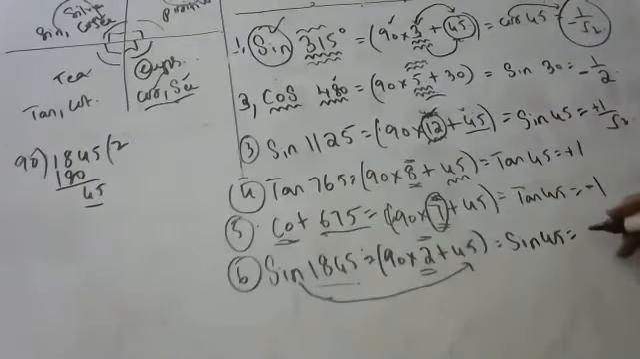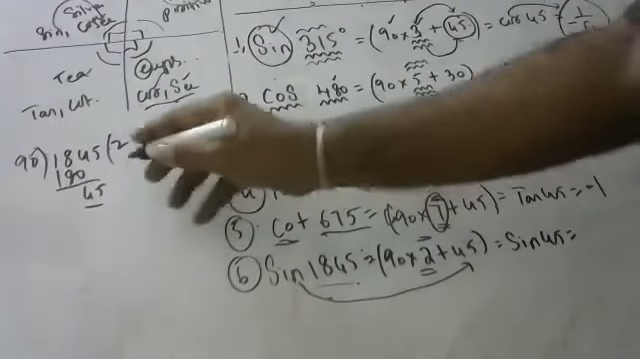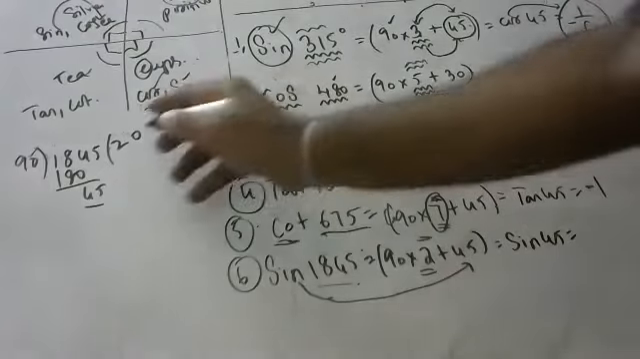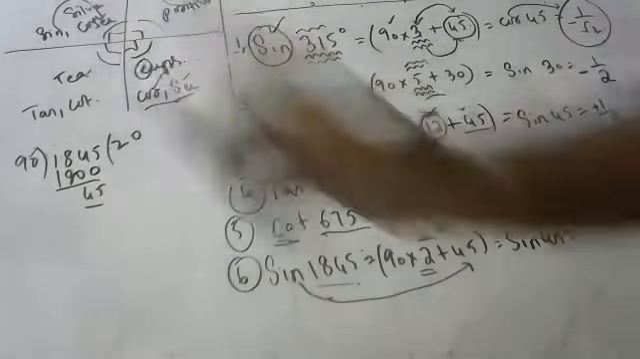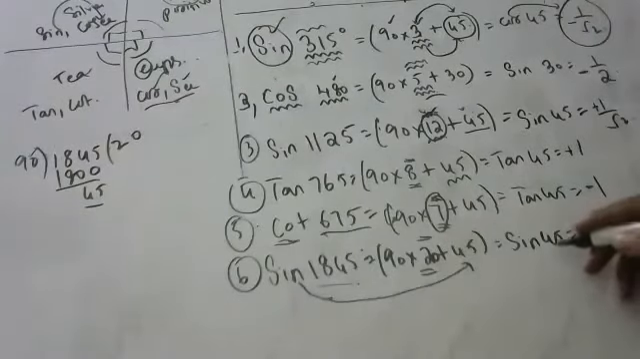How much is 1845? 90 into 20. Okay. Sine 45, how much?